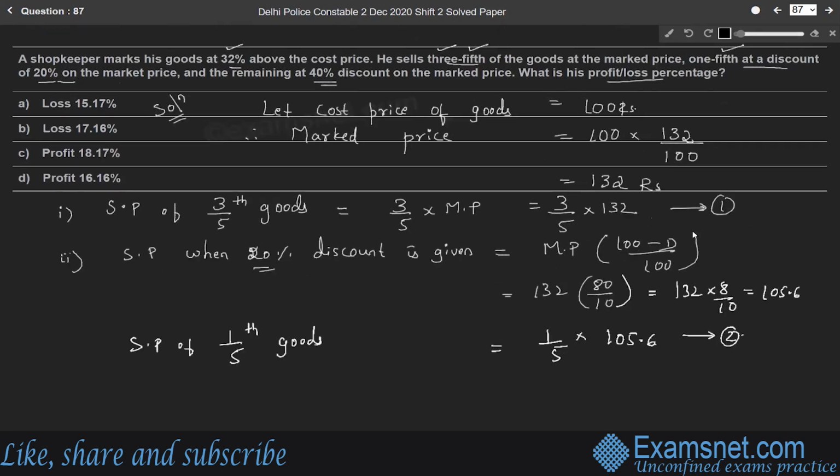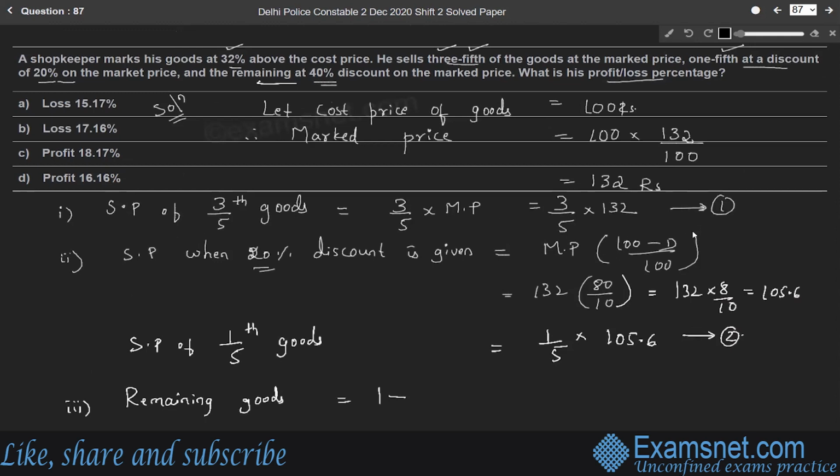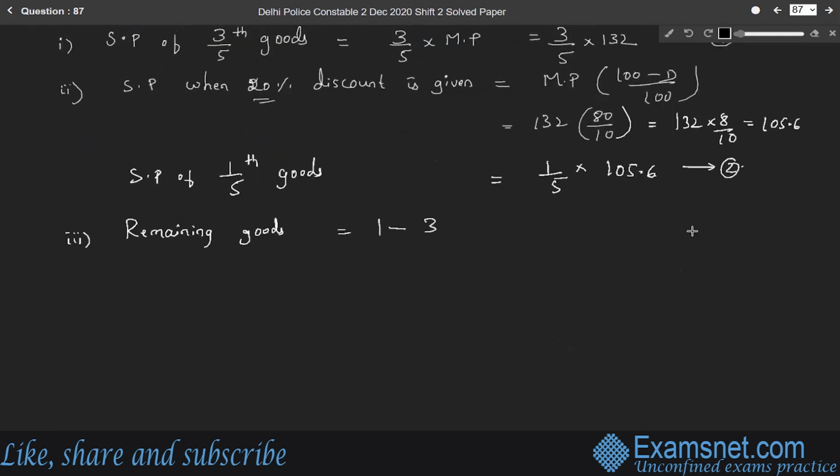Come to the later part of the question. And the remaining goods, he sells at 40% discount on the market price. So what is the remaining amount of goods? Remaining goods is equal to 1 minus 3 by 5 minus 1 by 5, since he sold 3/5 of the goods and 1/5 of the goods. So 5 minus 3 minus 1, which is 1 by 5.